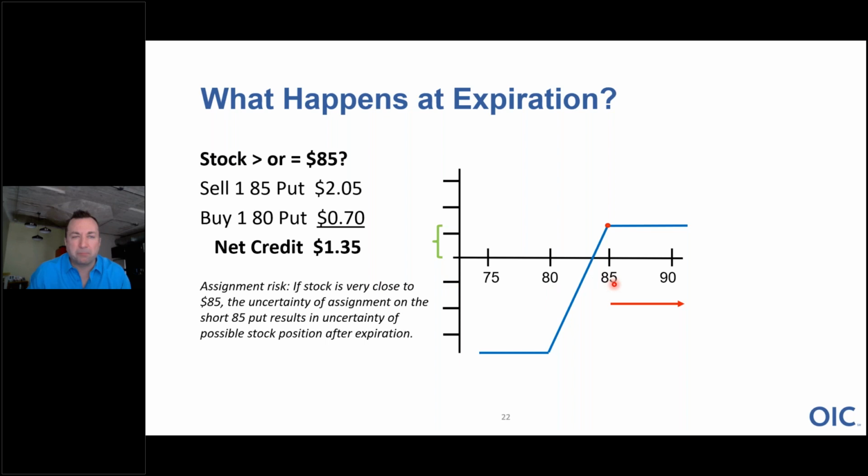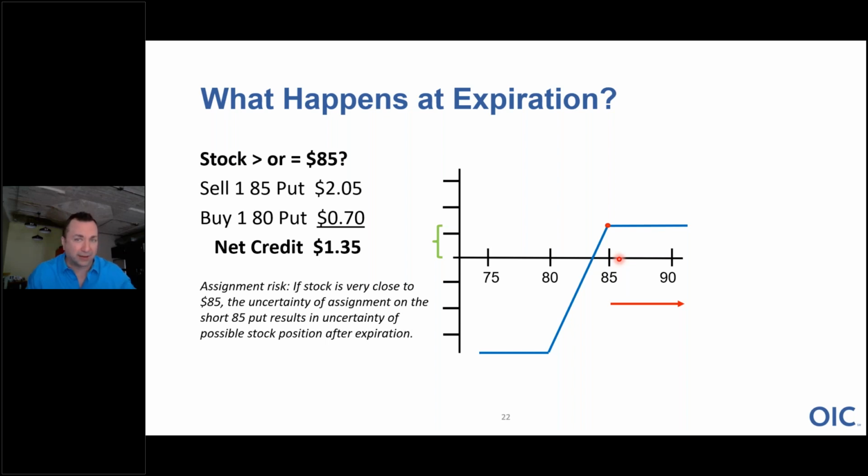We have that same pin risk, assignment risk. If the stock is close to 85, we are uncertain about being assigned on the 85 put. We don't know if we're going to be assigned or not. If the stock closes at the closing bell at 84.90 or 85.10, we really don't know what the option holder is going to want to do. That's uncertainty. That's pin risk.